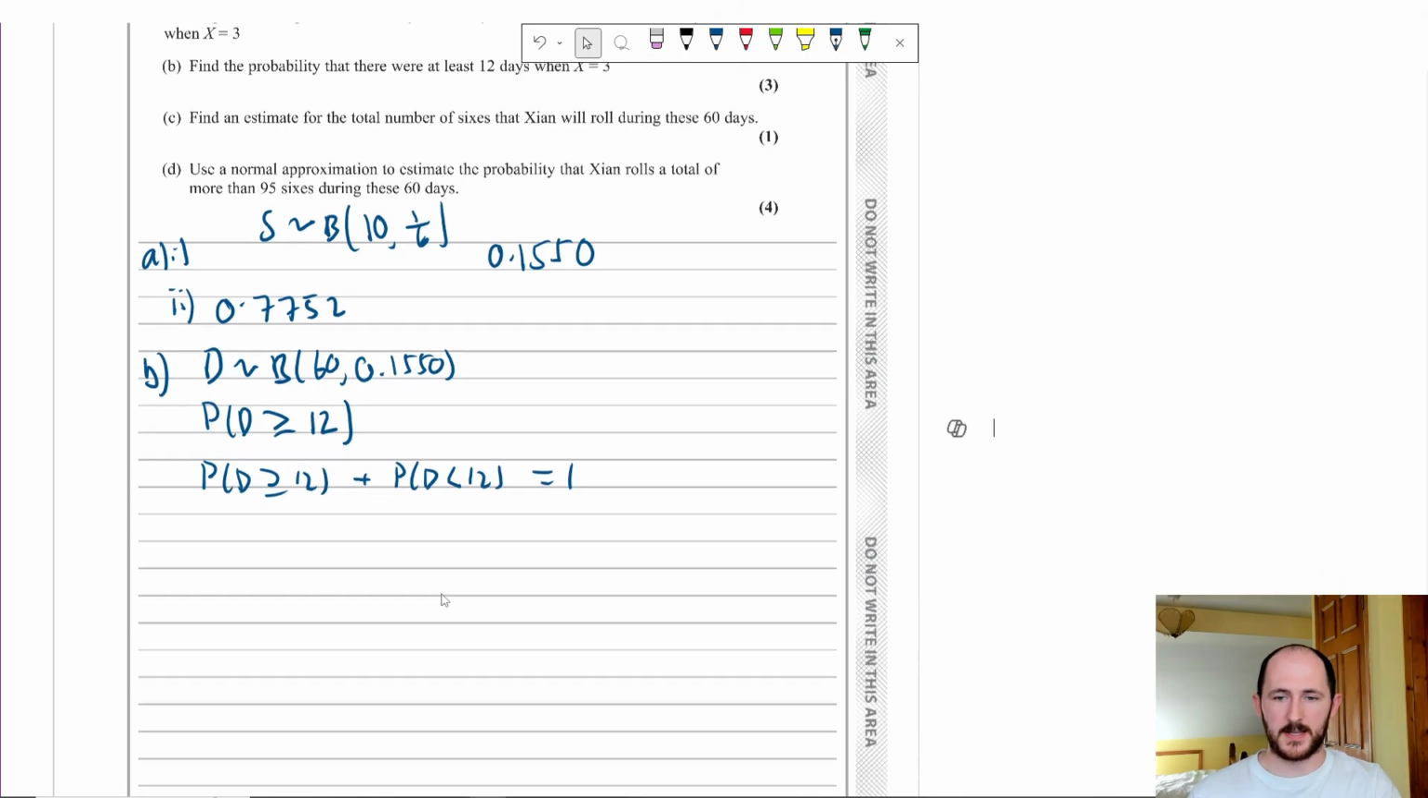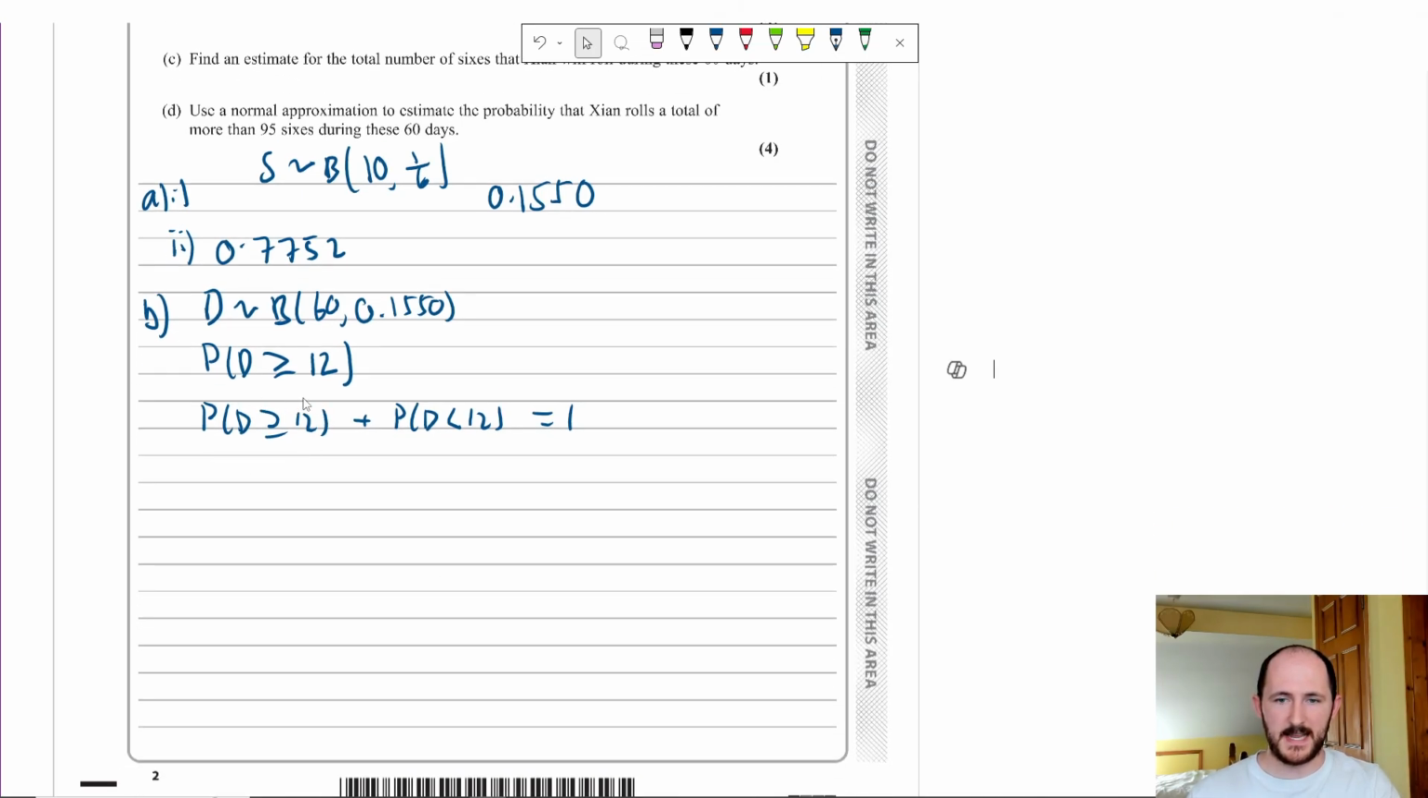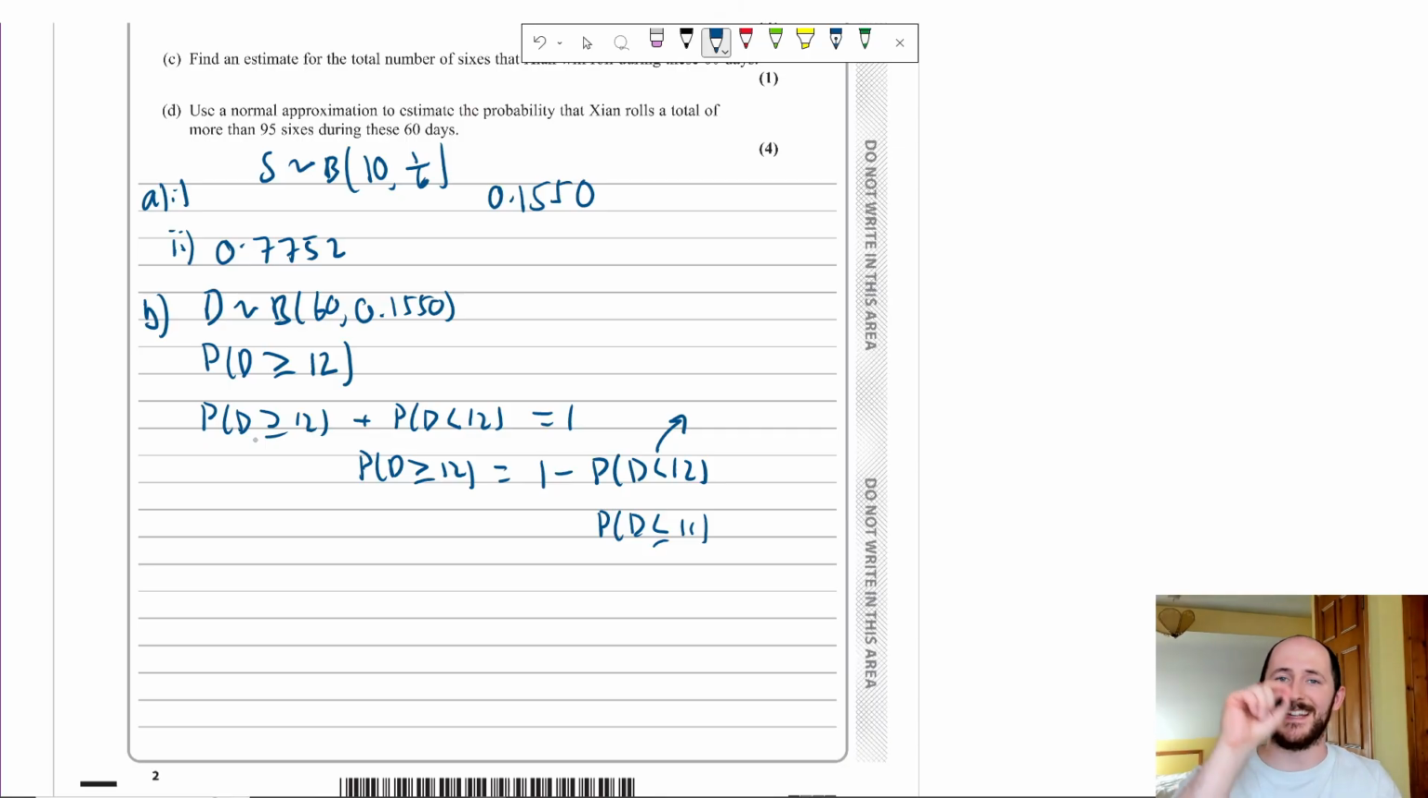So if I rearrange this, this probability here is the same as 1 minus the probability of getting less than 12. And the reason why that's useful is I can actually work this out, assuming I change that to D is less than or equal to 11, because remember, I can't do less than, it's less than or equal to. So it's very specific. So if we just do that, we actually get our value.